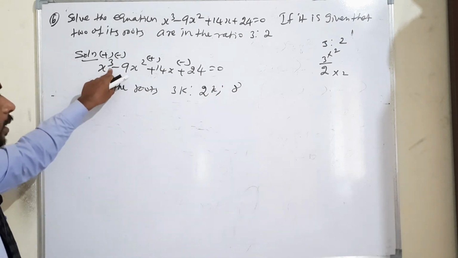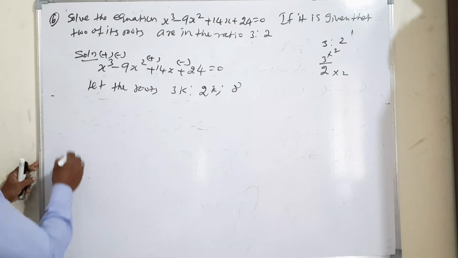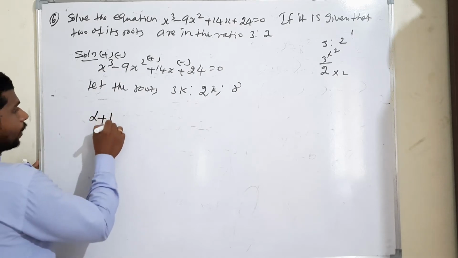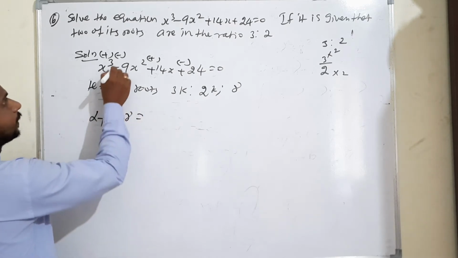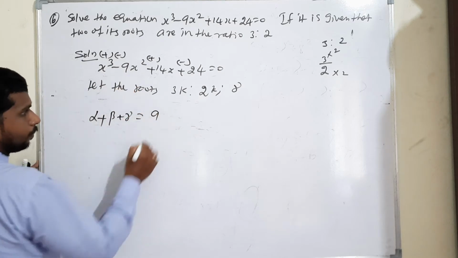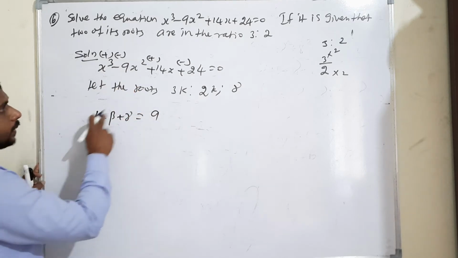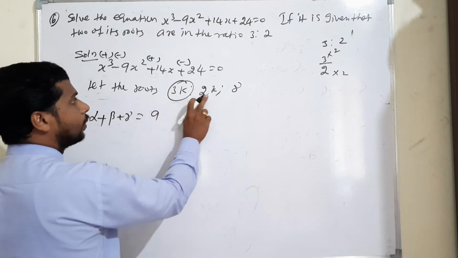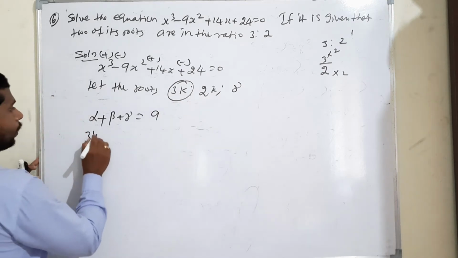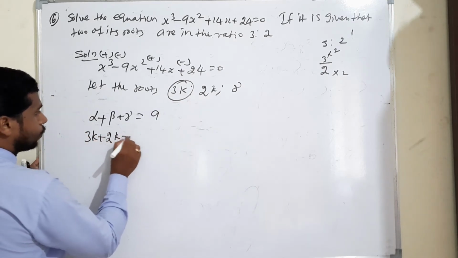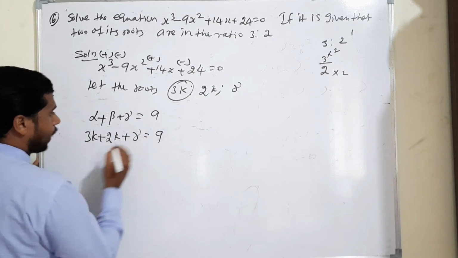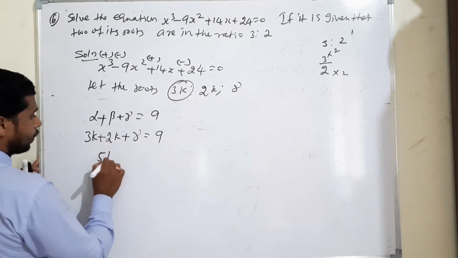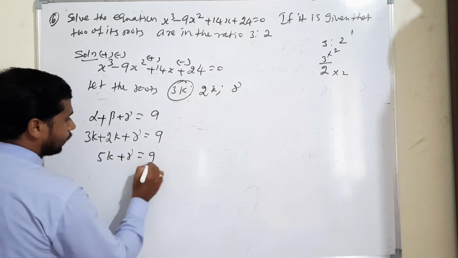For the cube, what about the sum of the roots? The sum of the roots taken one at a time, alpha plus beta plus gamma, is minus into minus, positive 9. We already know alpha is 3k and beta is 2k. Therefore 3k plus 2k plus gamma is equal to 9, that is, 5k plus gamma is equal to 9.